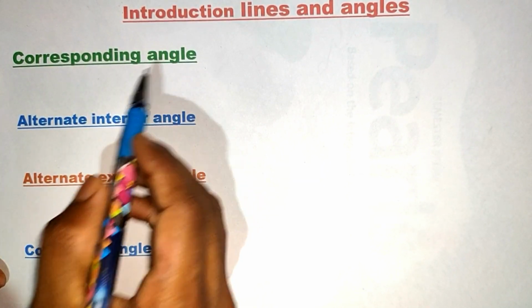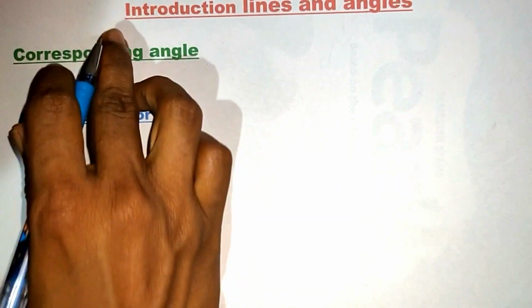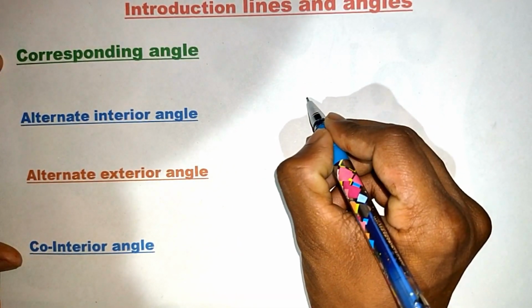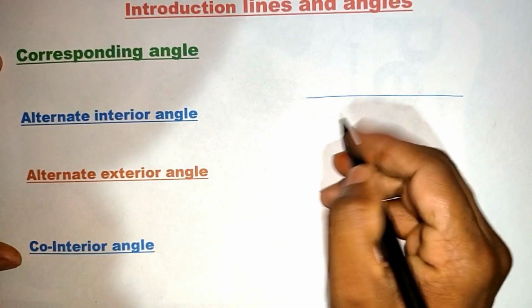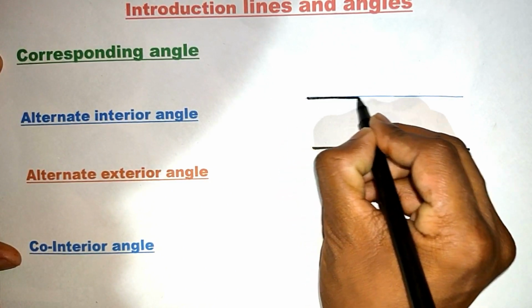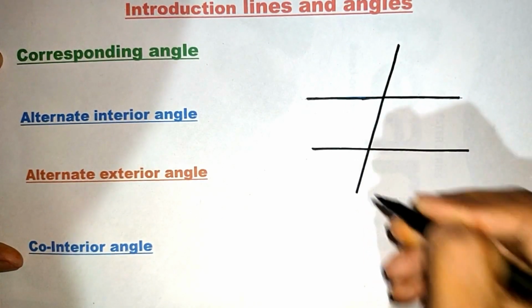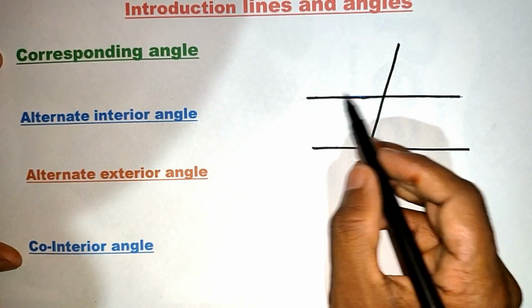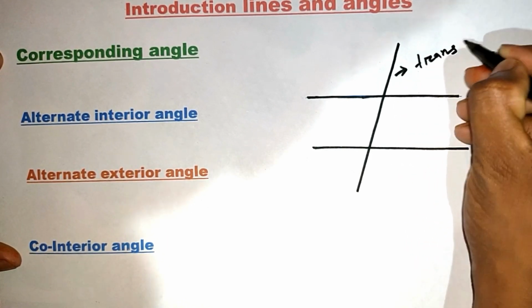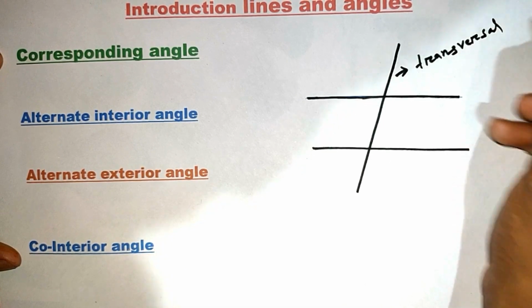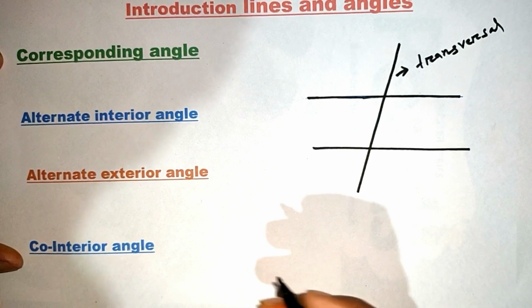Now corresponding angle, alternate interior angle, alternate exterior angle and co-interior angle. To know these angles, we have to draw two lines. This is one line and this is another line. These two lines are intersected by a line. When a line intersects two lines, then the line is called a transversal. This is called the transversal.